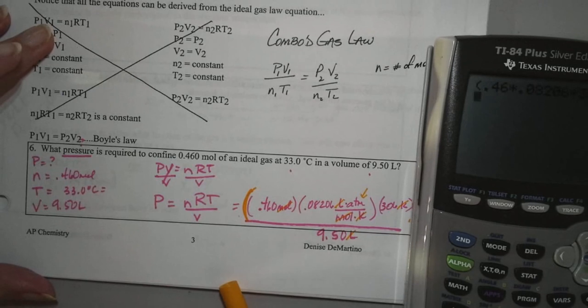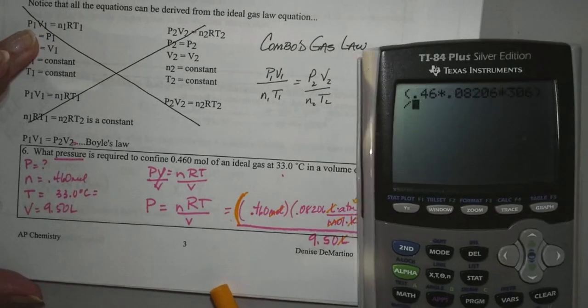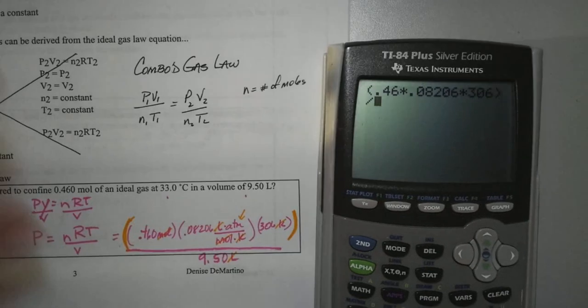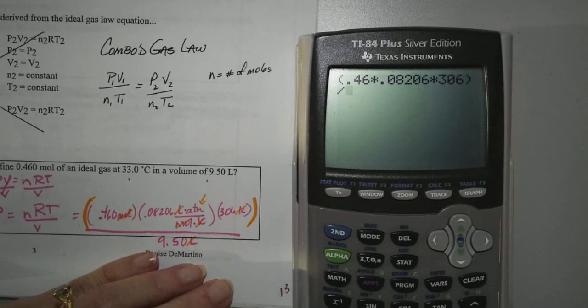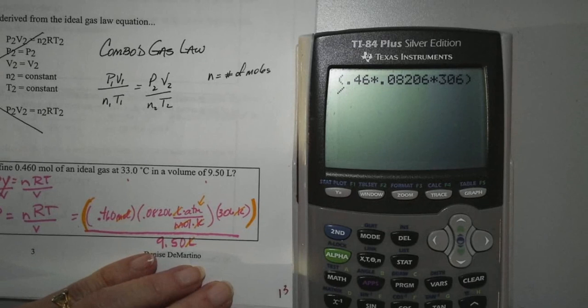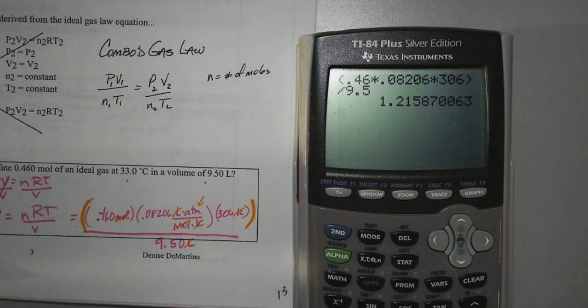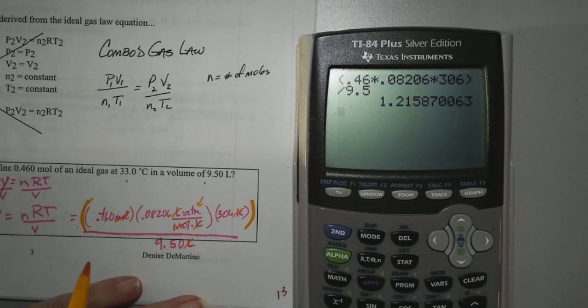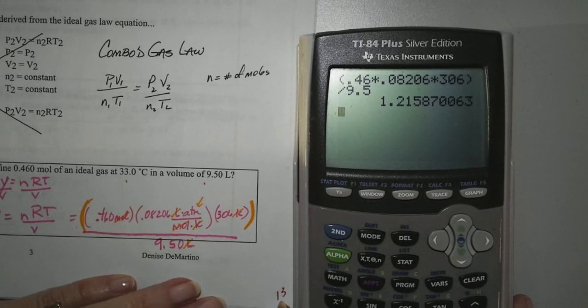Let me move this over some. So 0.46 divided by, times 0.08206 times 306 divided by 9.5. You got 1.216. How many sig figs? 3 sig figs? I'm seeing 3 sig figs too, I agree. So 1 point what? 1.22. What's my unit of measurement?